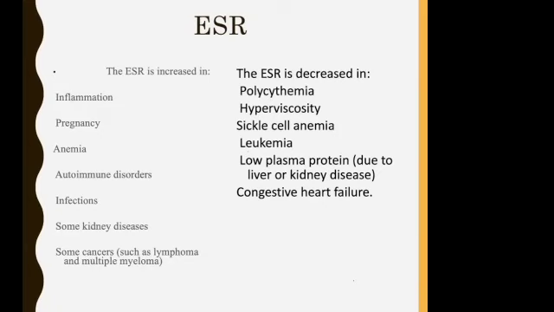We just want you to remember that it would be decreased in polycythemia and hyperviscosity. So if you have a lot of RBCs, then you have a lot of negative charge, then you won't have much precipitation. Okay, so polycythemia, hyperviscosity, these are the two main things I want you to remember. Hyperviscosity, polycythemia, these can cause a low ESR.